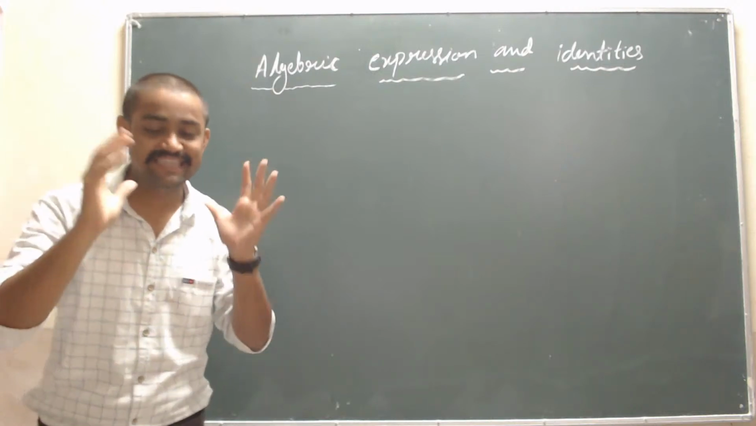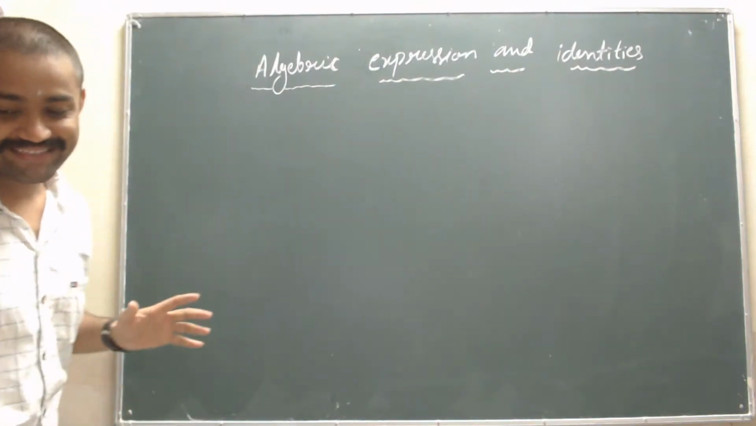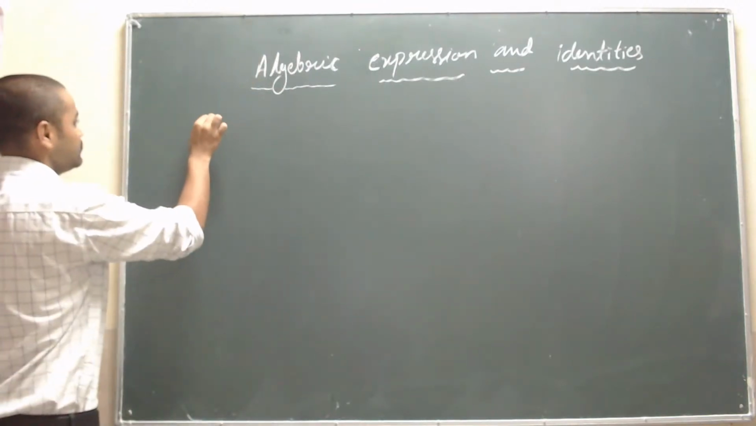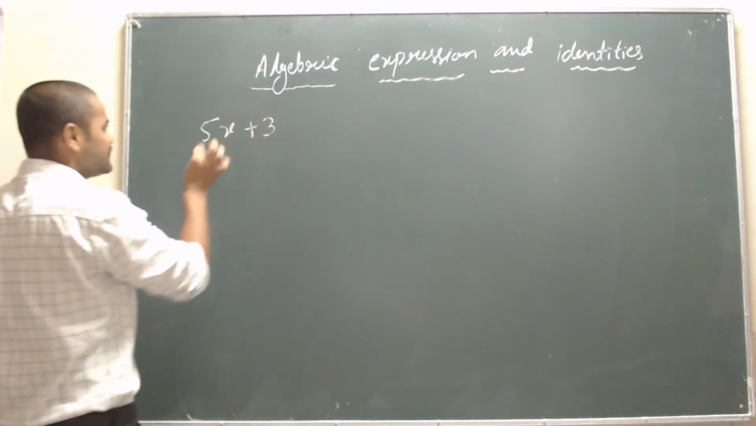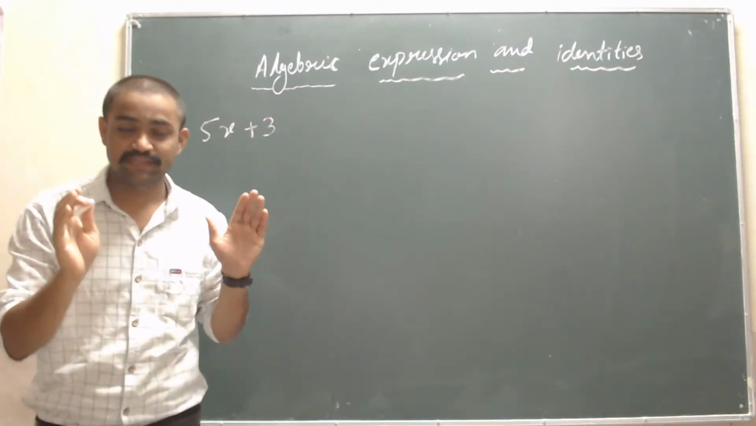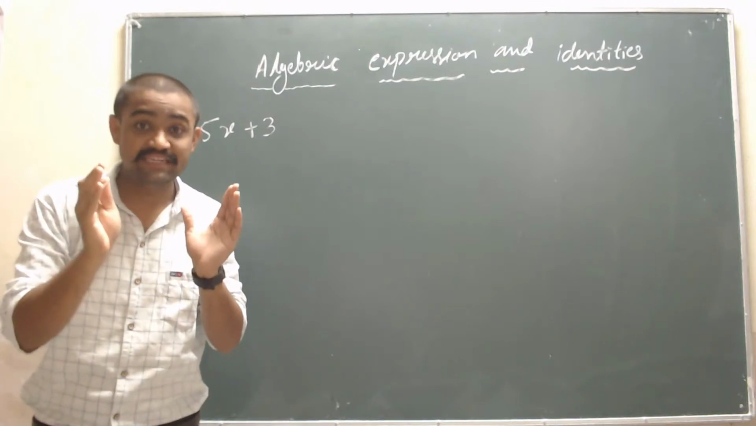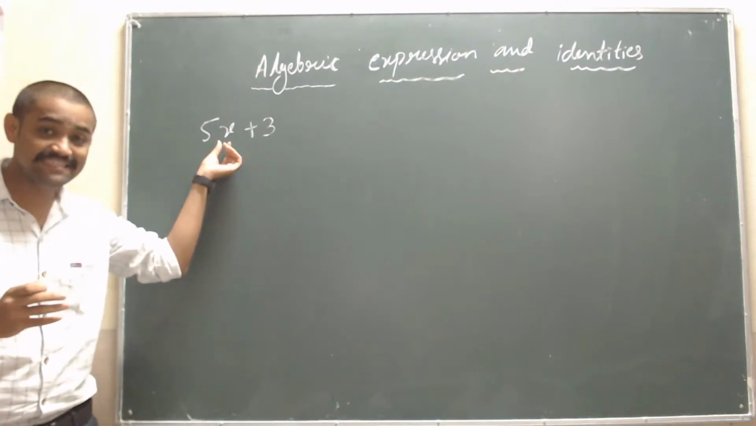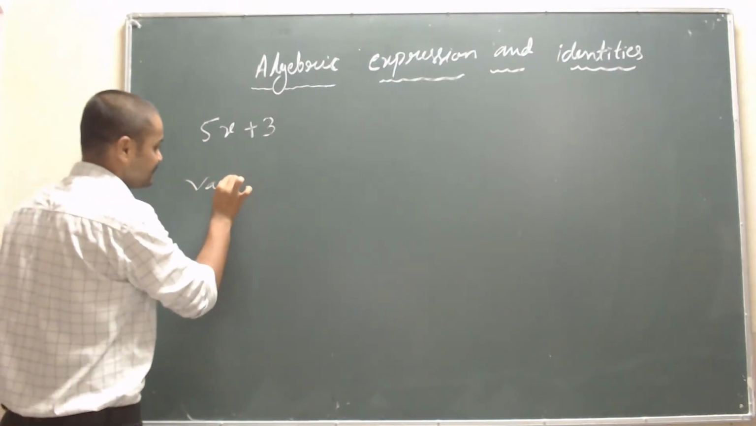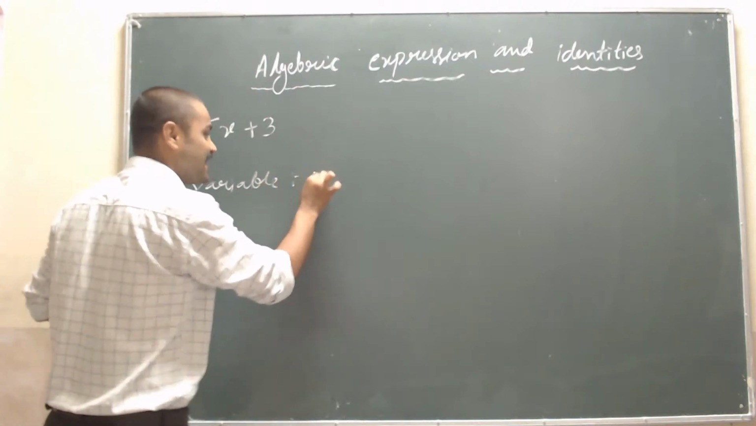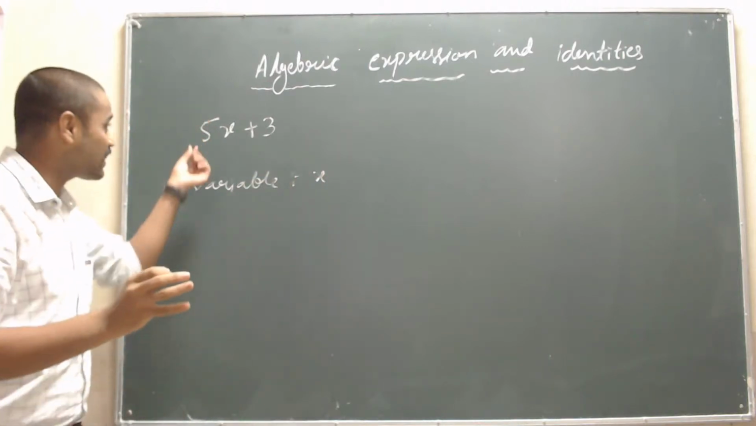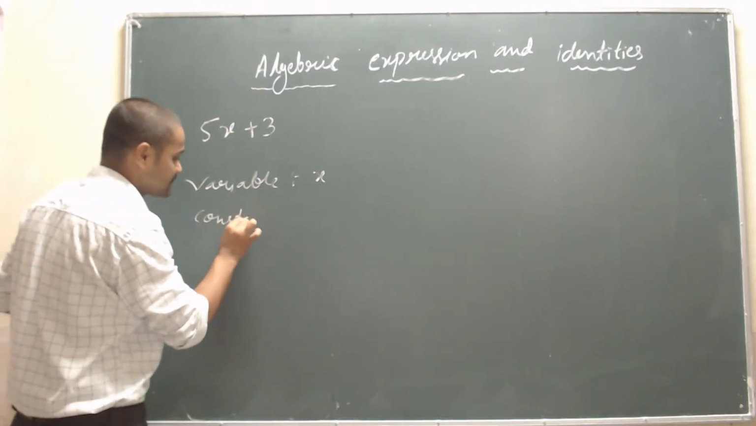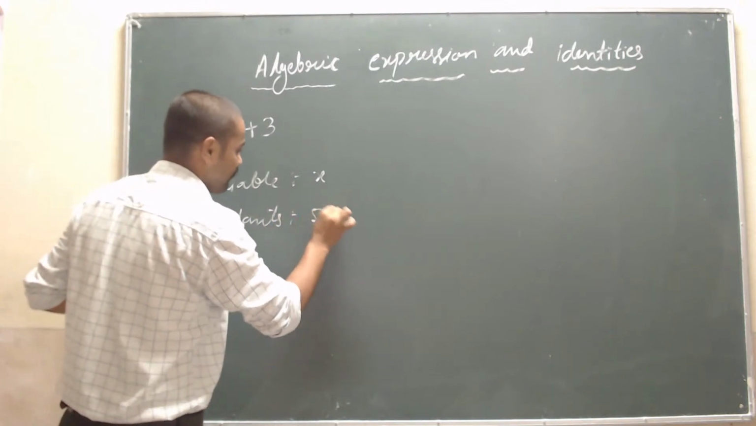I will give you one example, then you will get an idea. Take one algebraic expression, that is 5x plus 3. This is an algebraic expression. It is made up of variables. What are the variables here? x is the variable. And the constants. What are the constants here? 5 and 3 are the constants.